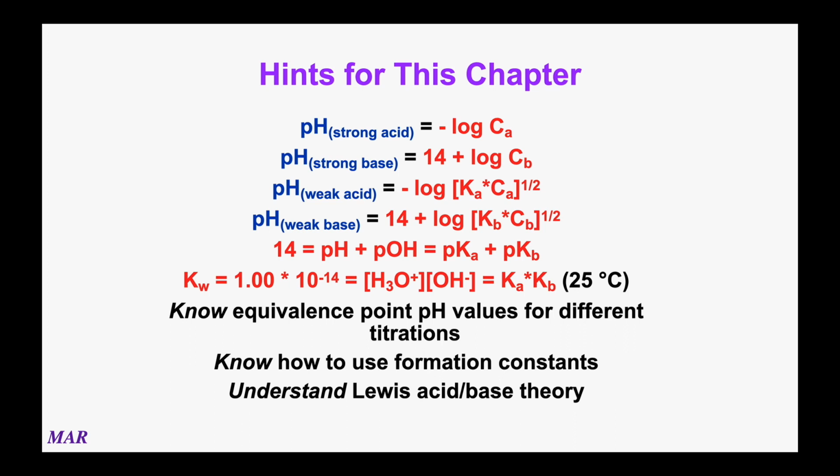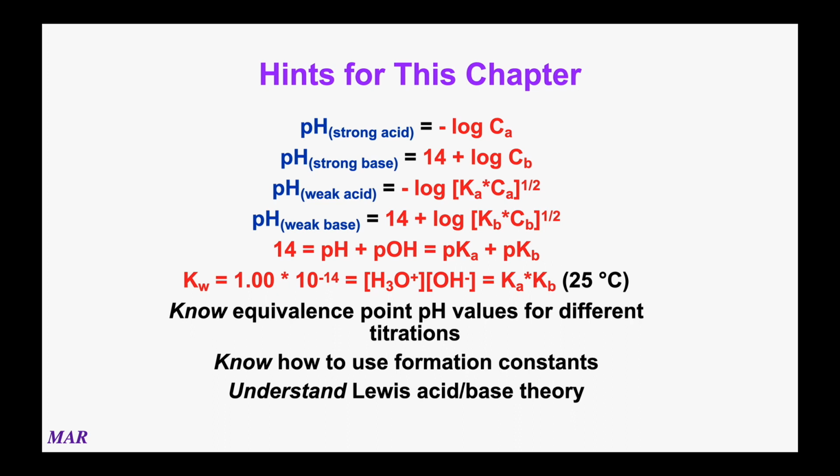Also remember though that 14 equals pH plus pOH, and 14 also equals pKa plus pKb if they're conjugates, and those come from the Kw expression. Kw, that 10 to the minus 14th, which is where the 14 comes from, is always based on room temperature. And if you study acids and bases outside of room temperature, you may need to retweak some of these.